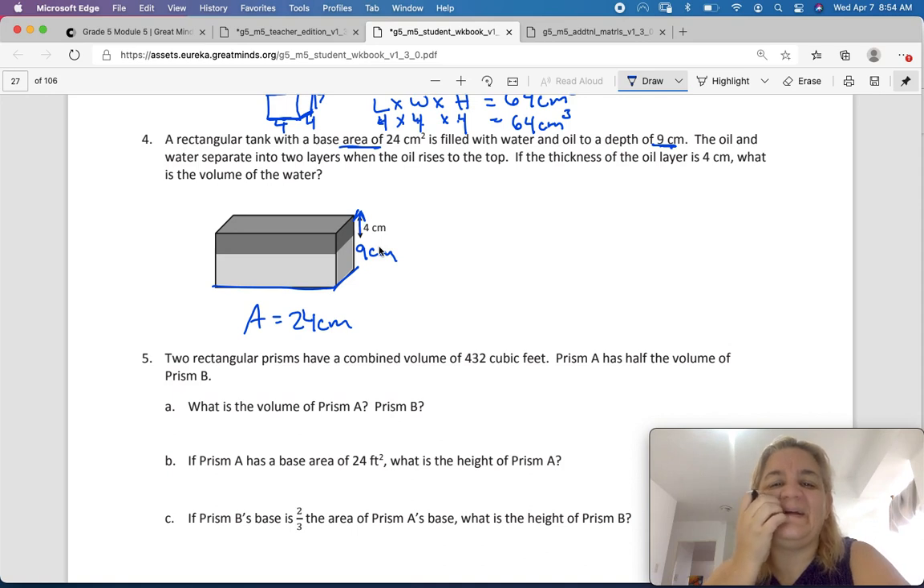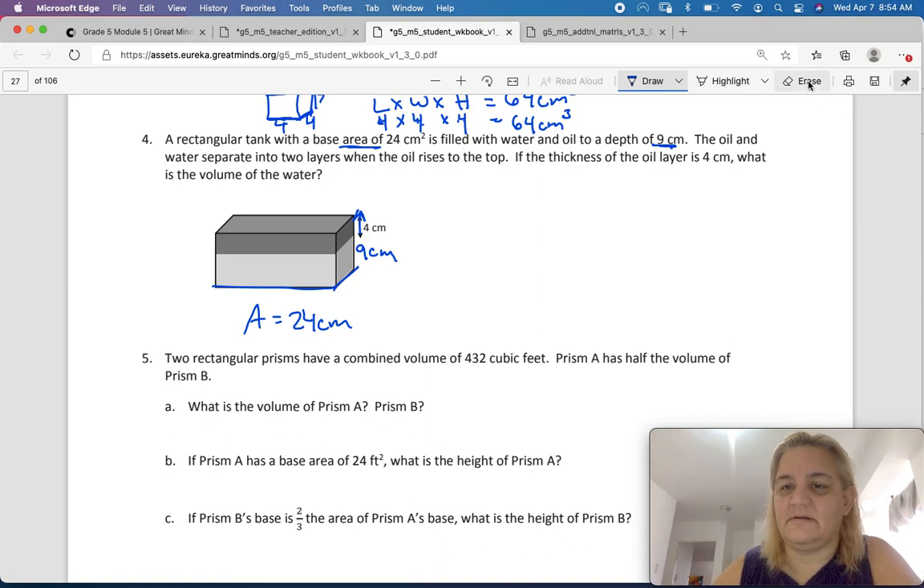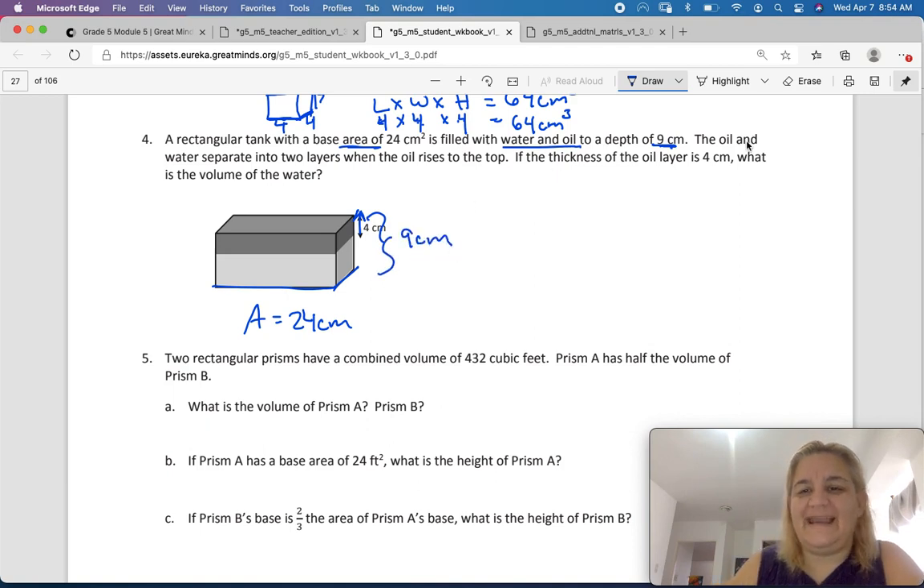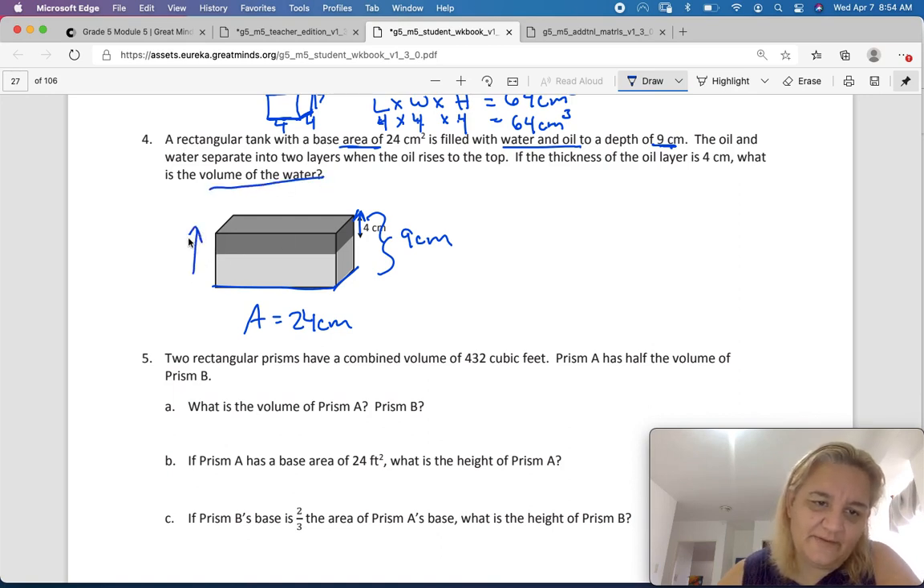Okay. Okay, this is wrong. They're saying that with water and oil to a depth of 9 centimeters. That means this whole thing is 9 centimeters. And now they want to know what's the volume of just the water after all the oil floated to the top. And they said the oil took up the first 4 centimeters, so what would be left over here? Well, if the whole thing is 9, this would be 5, right?